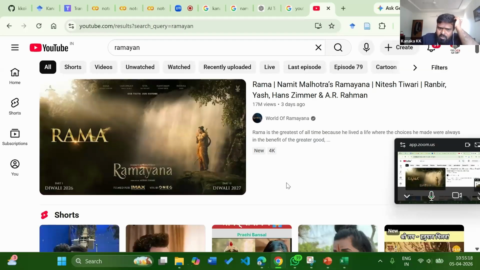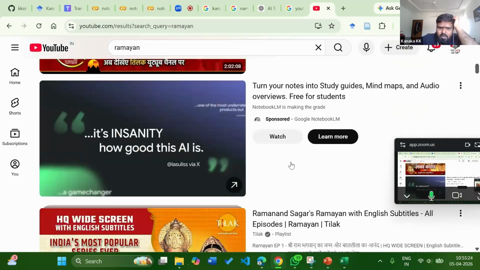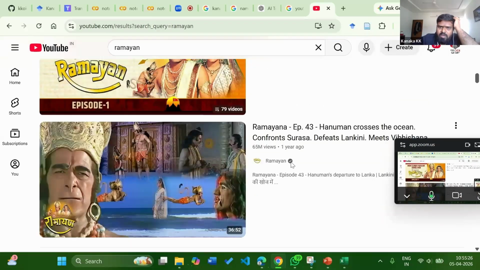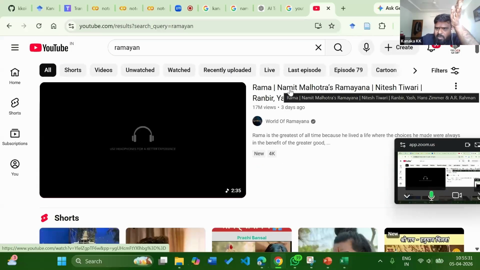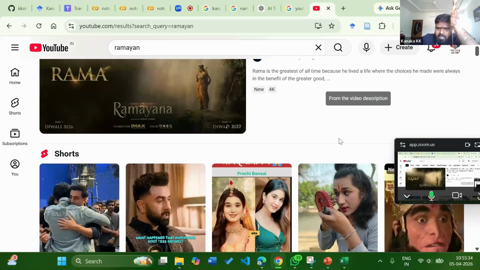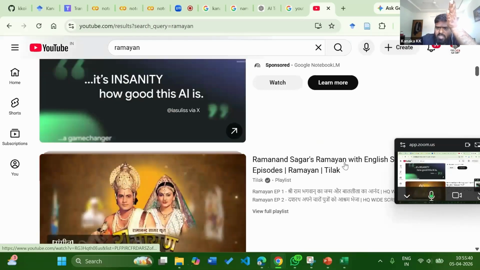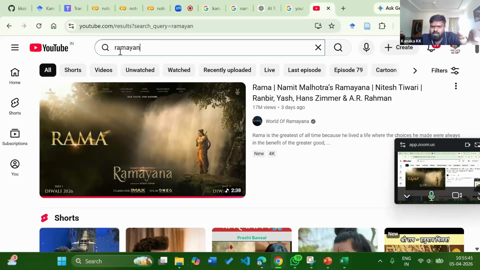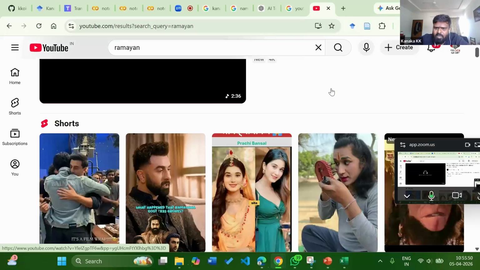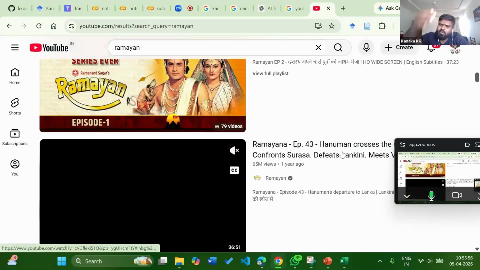You can see some videos, some YouTube shorts, all of these appearing here, and also links: Rama by Namit Malhotra, Ramayana by Nitish, Ramayana Katha Lanka Khand, Ramanand Sagar. These are called keys. My query was Ramayana, and I have got keys. This is one key, this is key number 2, key number 3, key number 4, and so on.